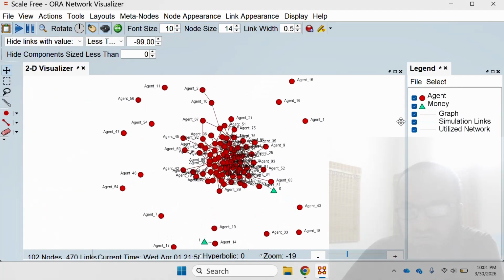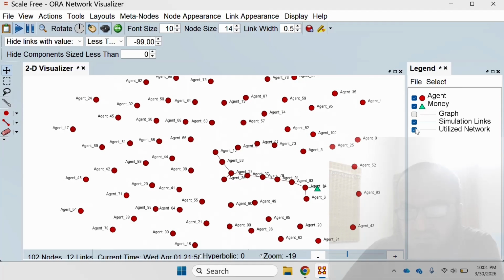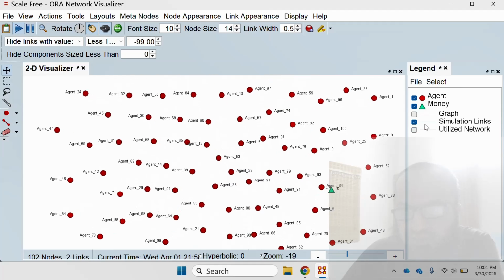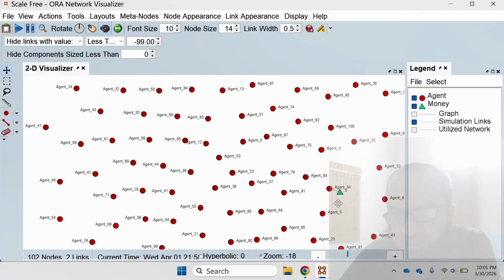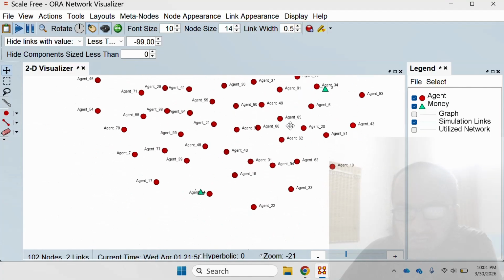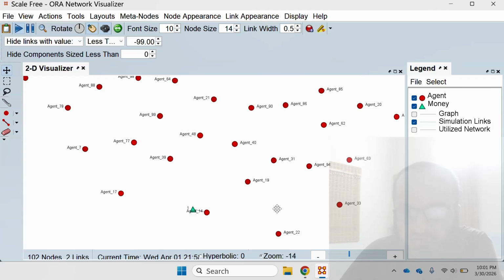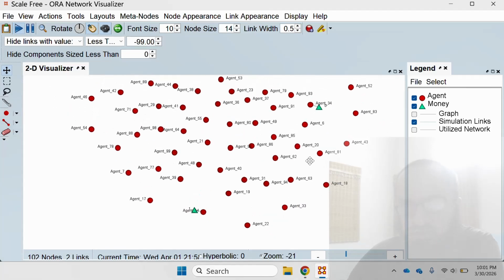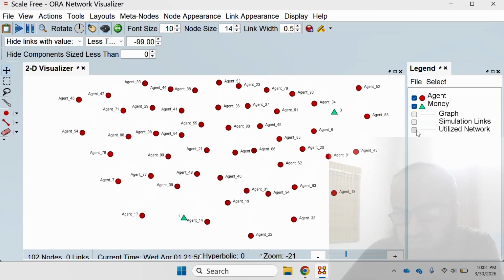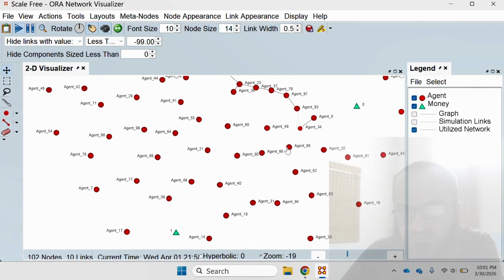So on 1st April, if we just keep this simulated links, you see now the money is with agent number 34, and over here the money is with agent number 14. So money has changed hands after one day because the diffusion takes place. If you want to see the utilized network, then this is the utilized network, right?